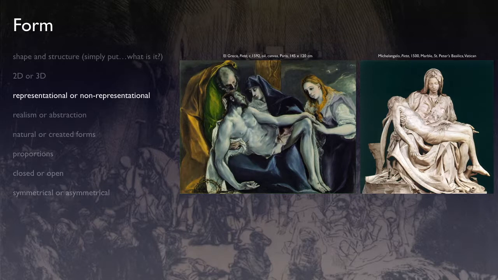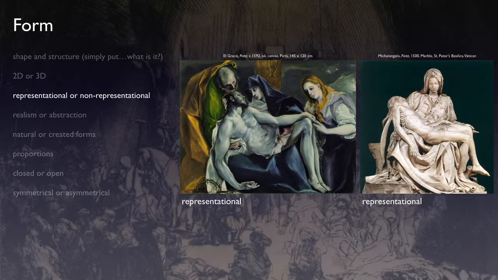Is it representational or non-representational? Representational means we actually know what it is. We can see it. It's a noun. It's a person, place, or thing. The Greco is representational. And the same with Michelangelo, very detailed representation of a man and a woman.